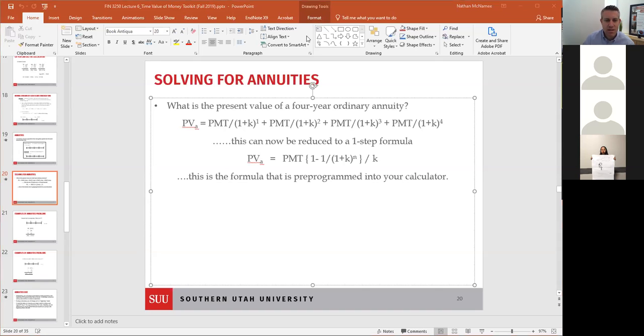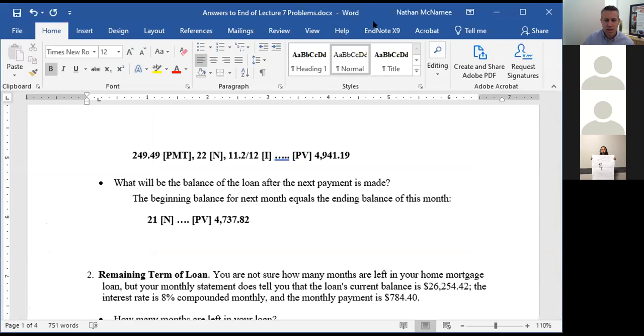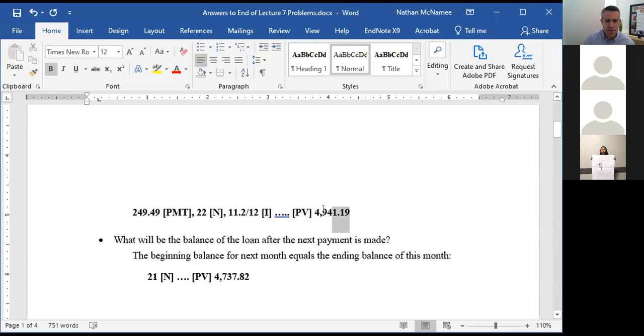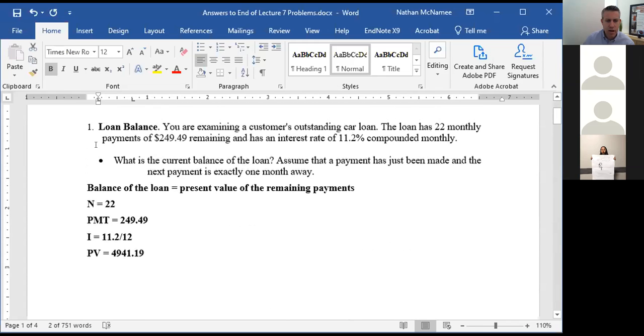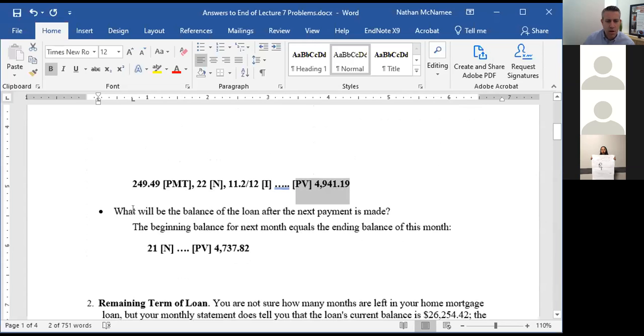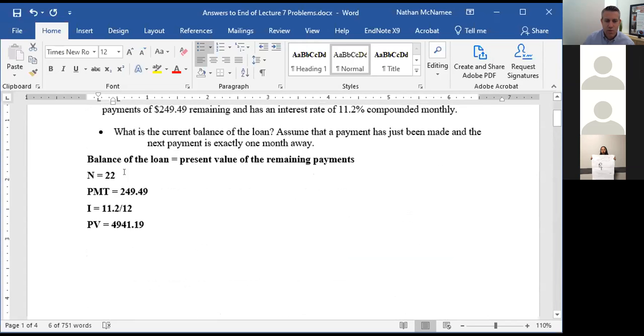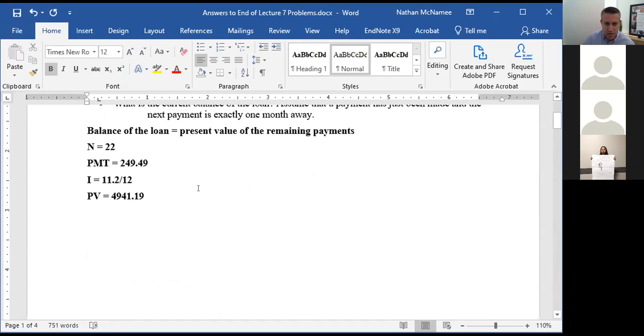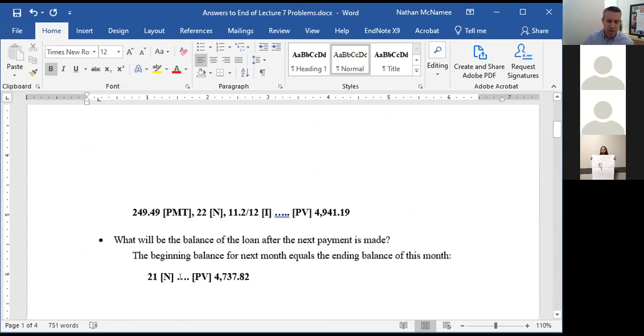Okay. So let's jump back to question 7. We got the correct answer for this first question, which is what is the current loan balance. The second one is what will be the balance of the loan after the next payment is made? So really, instead of it being 22 for our number, there's only going to be 21 payments because we just made a payment. So all we have to do is change n to be 21 instead of 22.